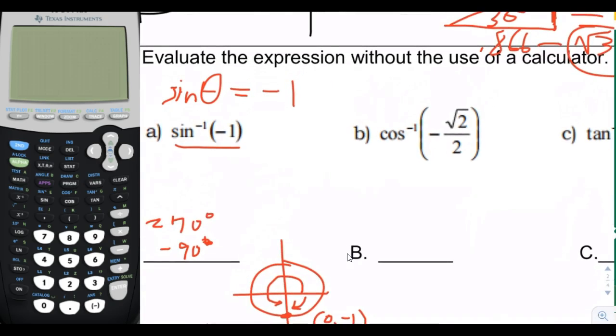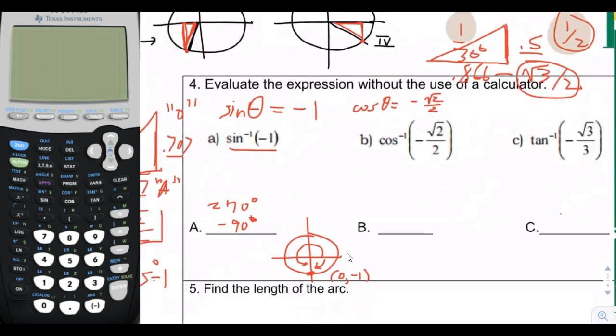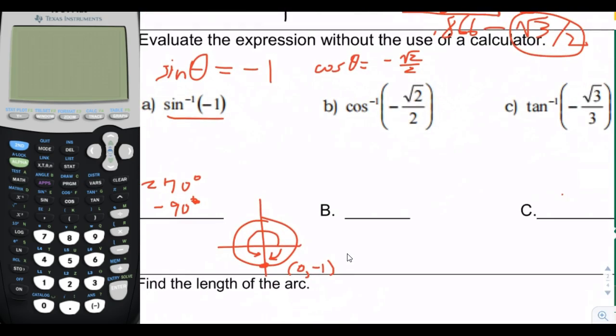The next one has inverse cosine of -√2/2. So basically what we're saying is, what angle has a cosine of -√2/2? If you remember, √2/2 is the cosine of a 45-degree angle. In this case, we want the 45-degree reference angle, but we want it in a direction where the cosine is negative. If the cosine is negative, that means that the x-coordinate is negative. That's what we learned in the previous page, right?